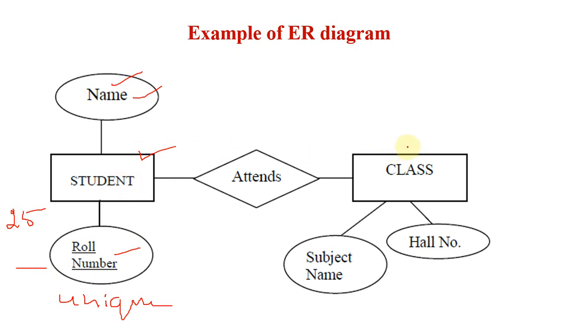Similarly, student attends class. Class is another entity type. This class has subject name and hall number. So what is this? This is nothing but a relationship. A relationship is always represented by the diamond sign. Student is one table, class is another table. Student attends class. The student table has a minimum of, say, 2 attributes, one is roll number and another one is name. If it is underlined, that means it is unique. Each student's roll number is different.